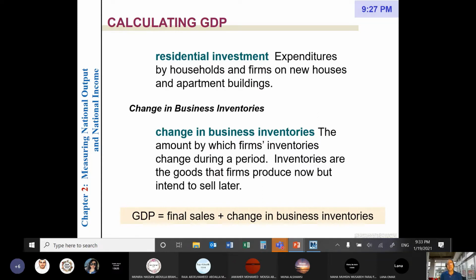Let's take a simple example from microeconomics. Assume Munira, according to her expectation about demand, decided to produce 100 cars. Unfortunately, during the year, demand is lower than her expectation. She managed to sell only 80 cars. What will happen to her inventory? Increase or decrease?